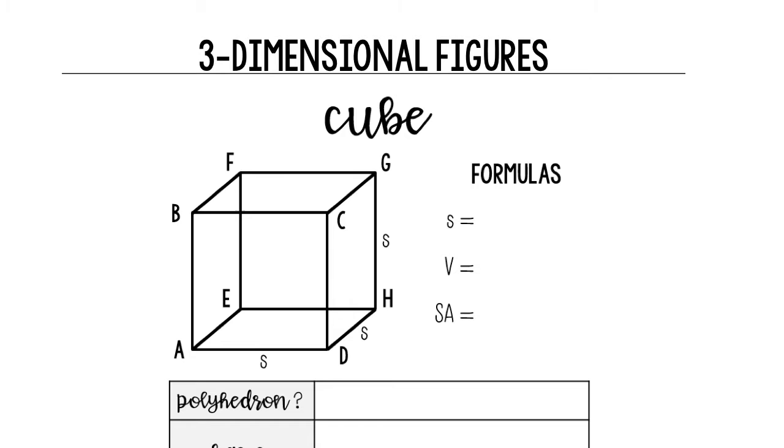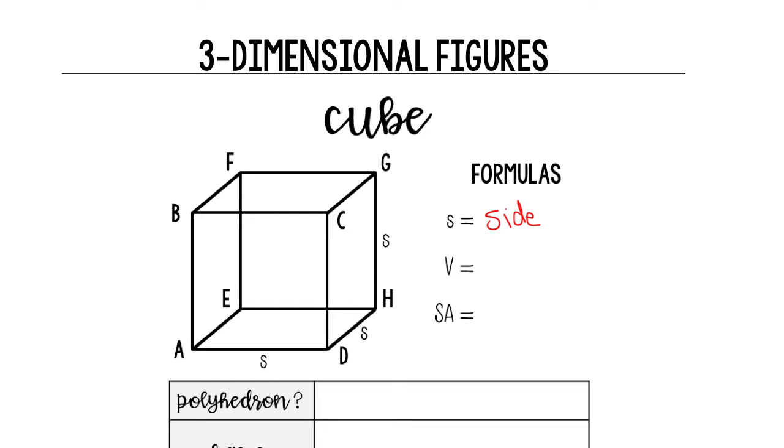First, S stands for side in these formulas. So here, where we've got an S, S, S, those are all sides. Since every face of the cube is a square, all the sides are the same length.